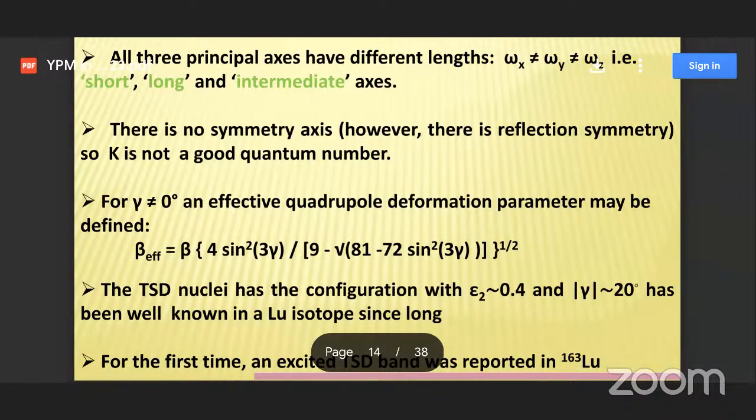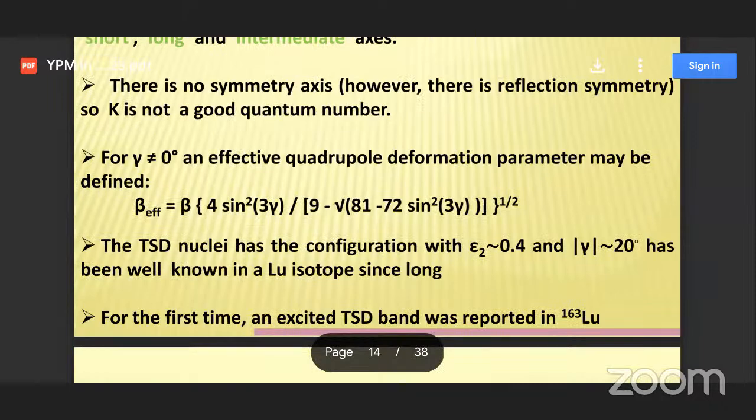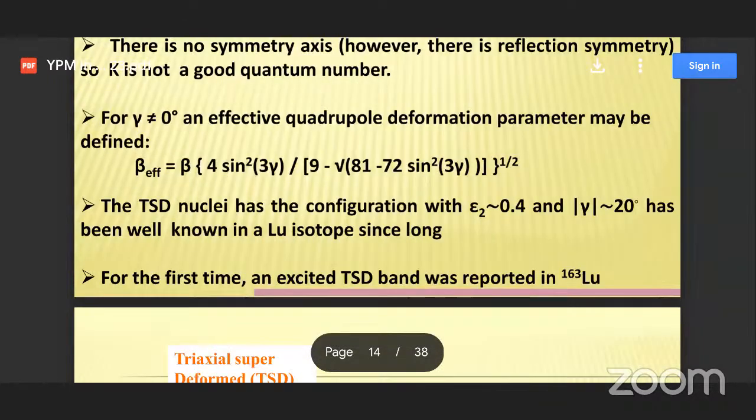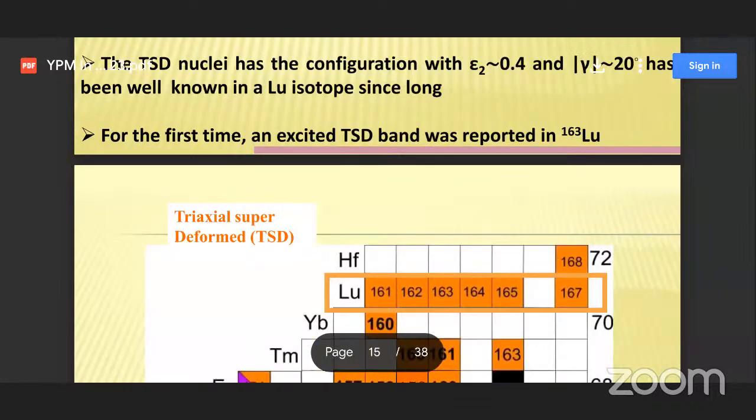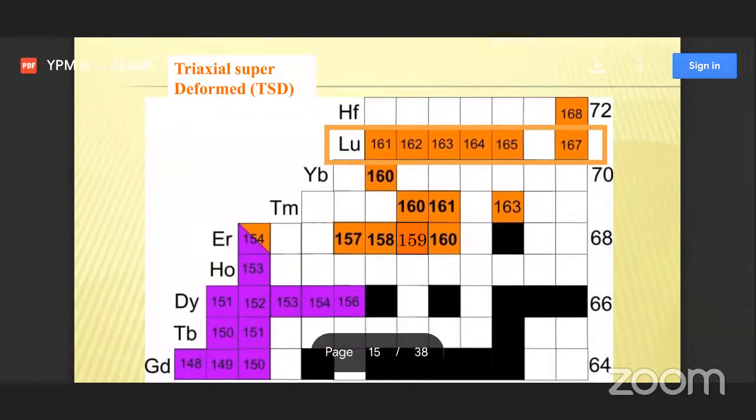And for the TSD nuclei, the first one was invented for the lutetium isotope. So 163 lutetium was the first excited TSD band which was reported in the literature. This is the periodic table where we have the triaxial super deformed band. The orange color shows that lutetium has several triaxial super deformed bands, then thulium, then erbium, and so on.